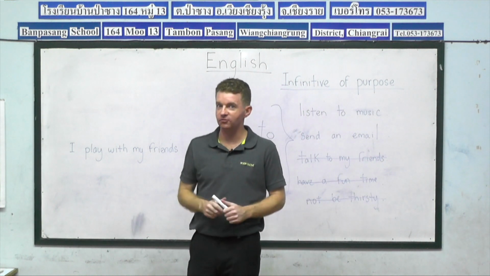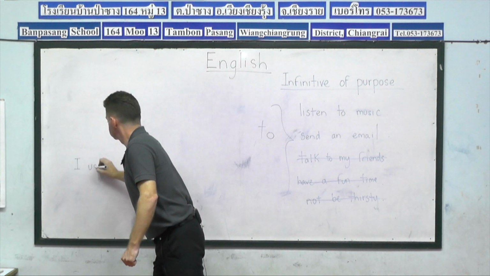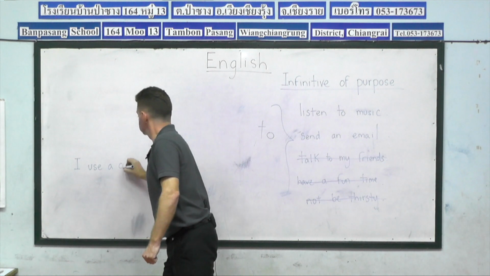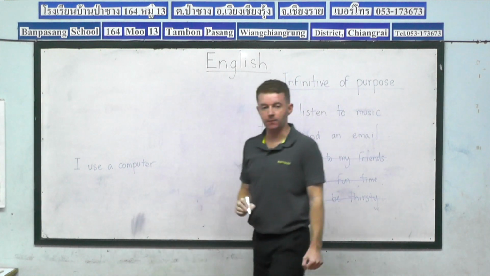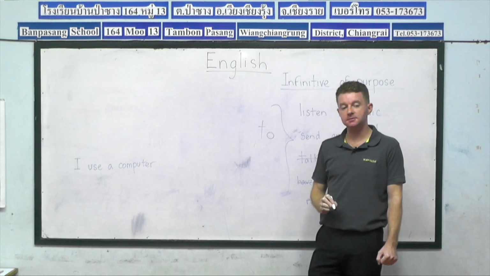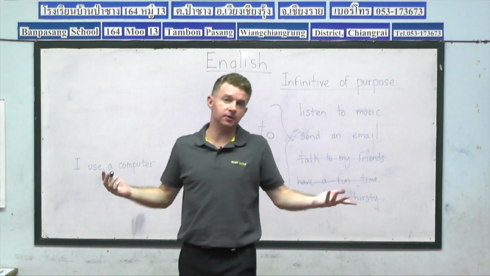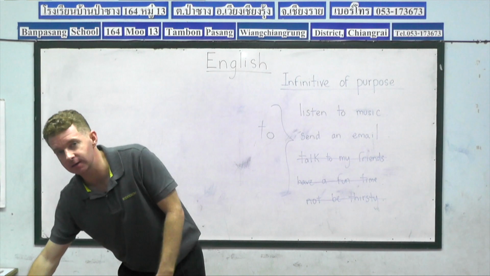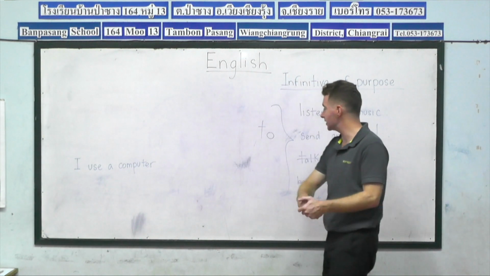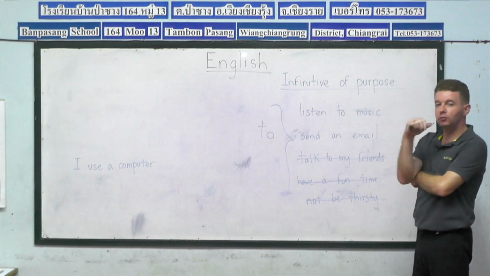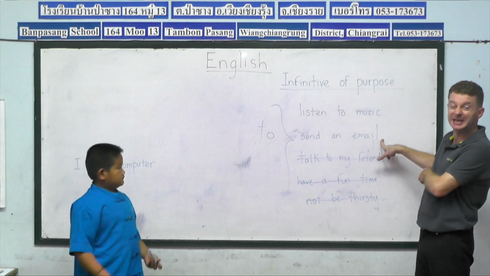Okay, so that's 3 down, and we've still got 2 infinitives to use. So that means 2 more students have to come forward. Who's next? Okay, what's our action this time, guys? I use a computer. But why do I use a computer? Let's see. I think Net will be able to tell us. So Net, come and join me at the front, guys. So we've got 2 choices left. Listen to music, send an email.